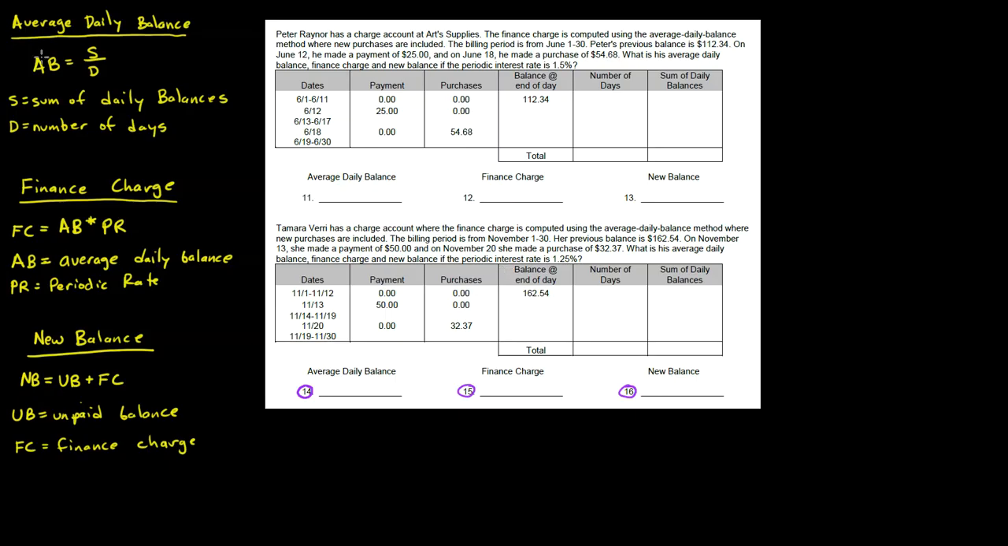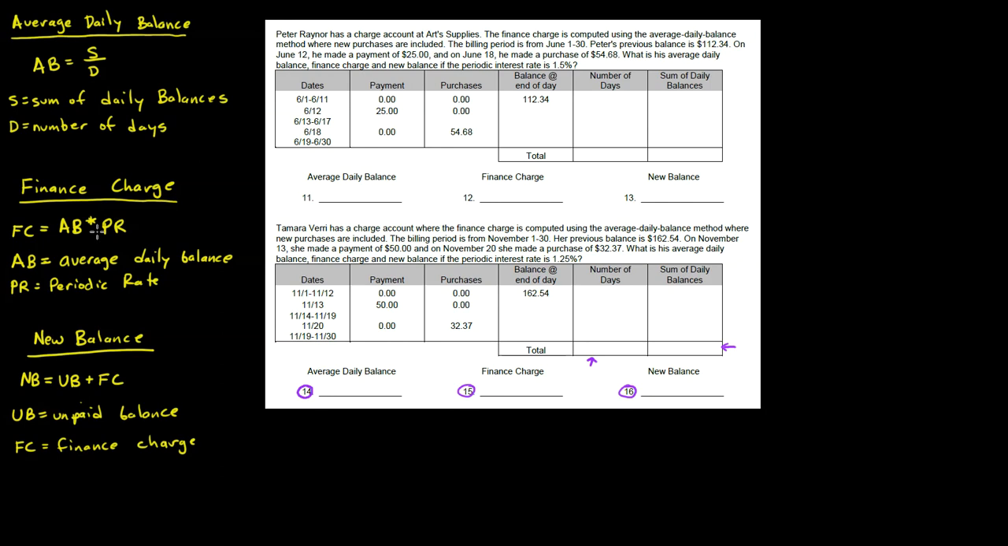But first, let's take a look at the three things that I need. First is the average daily balance. This allows us to determine how much money is in our account on the average day, not the highest day, not the lowest day, but the average day. So we take the sum of the daily balances that I'm going to find right here, and I'm going to divide that by the number of days, which I will find right here.